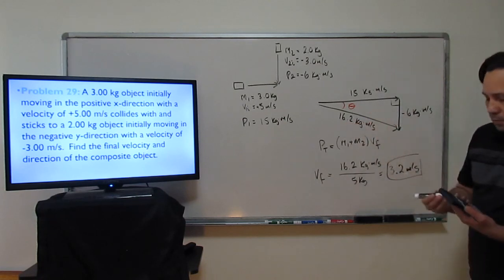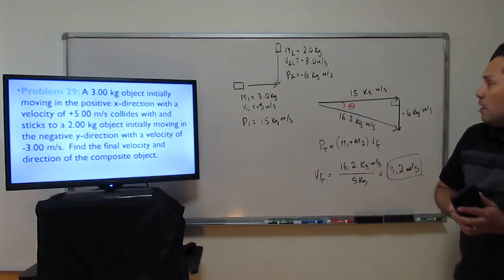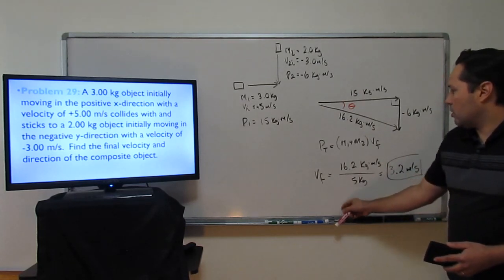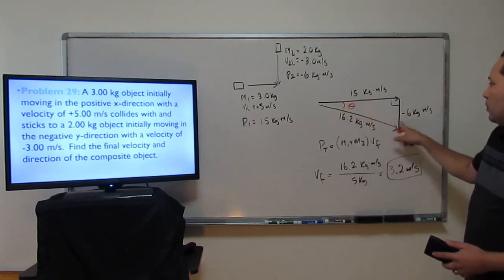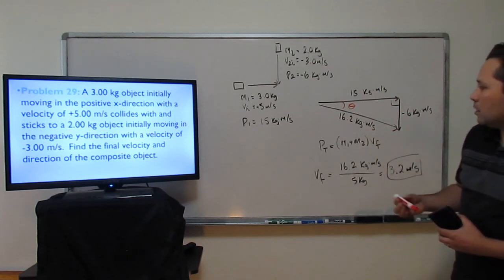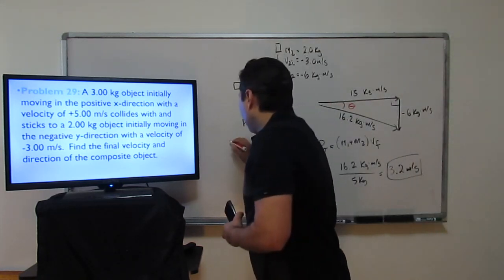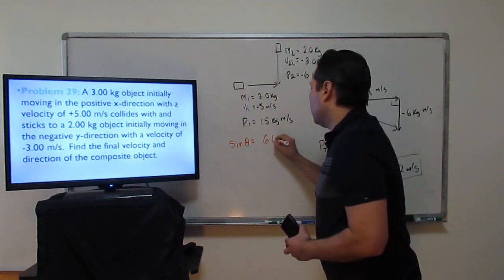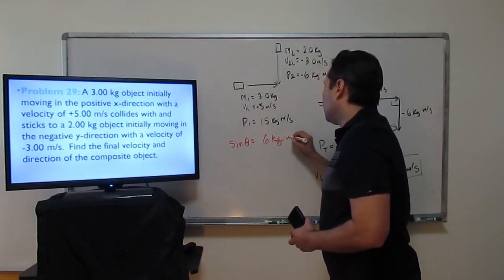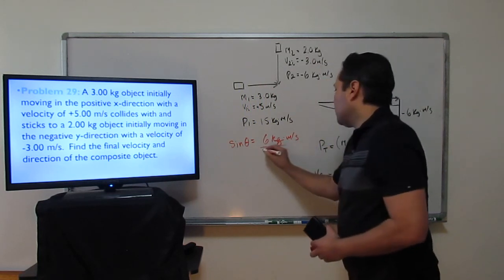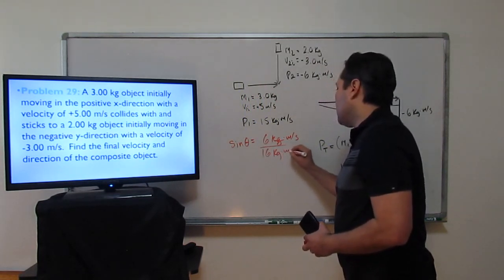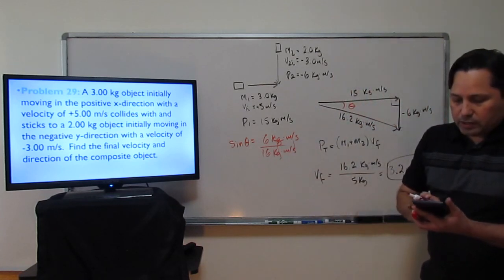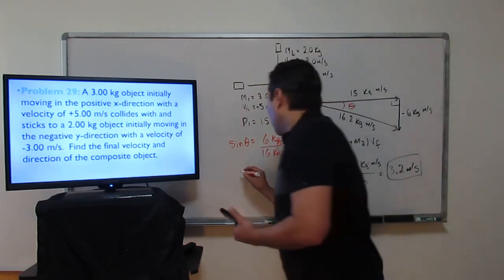Now the direction in which they're heading. For this problem, again, we're just going to use sine, cosine, or tangent. Let's use sine. Sine is opposite over hypotenuse. So sine of theta is equal to the opposite, which is 6 kilograms meters per second, over the hypotenuse, 16 kilograms meters per second. So 6 divided by 16 gives us 0.375.